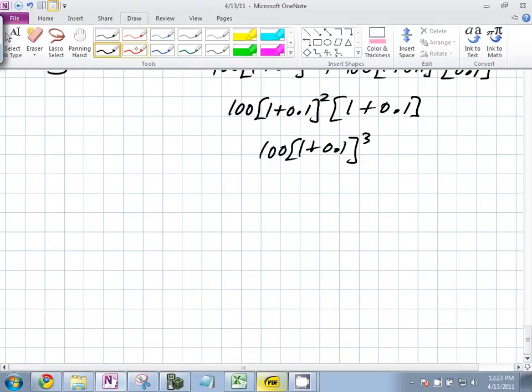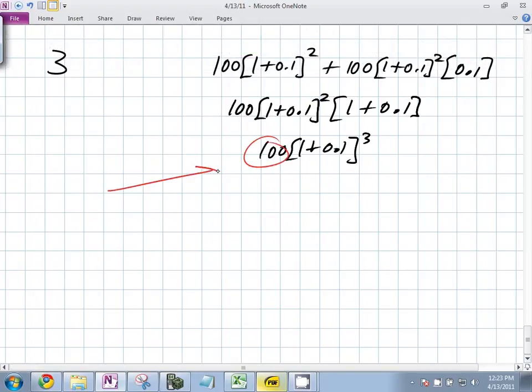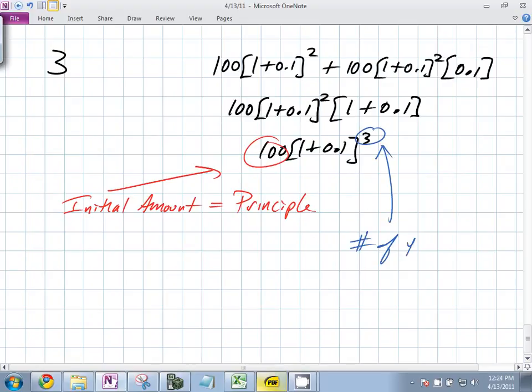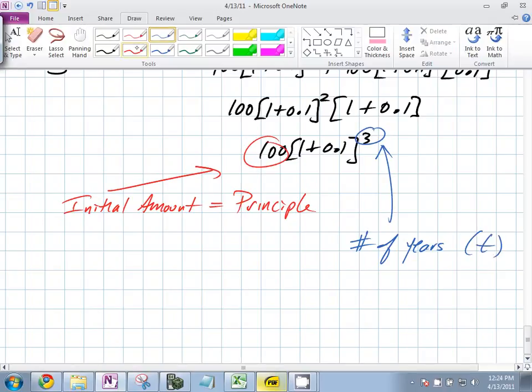What does that 100 represent? Initial amount. What's the term for that? Anybody know? What's that called? Principal. It's the starting amount. What about this number right here? What's that? Number of what? Years. And that's going to be time. That's T. So this is P, principal, T, time.